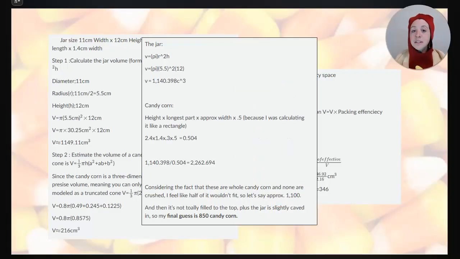This person did something similar in terms of looking at volume, comparing the size of a candy corn, and then taking the volume of the jar and dividing it by the volume of a candy corn to see how many. You're essentially doing unit conversions here. Something I want to emphasize is that a lot of you did these calculations and came up with very different guesses, which is very interesting, and there's nothing wrong with this. My point is math is all personal. Math is all individual.